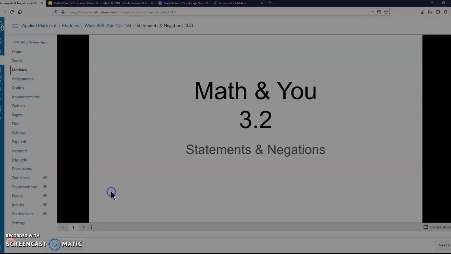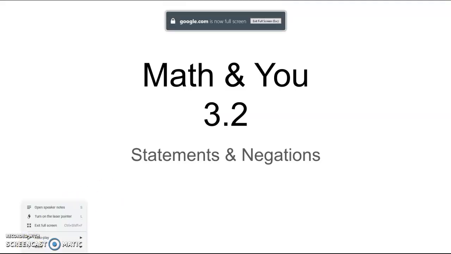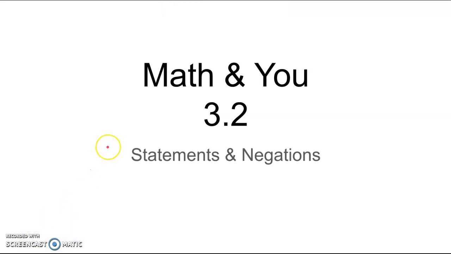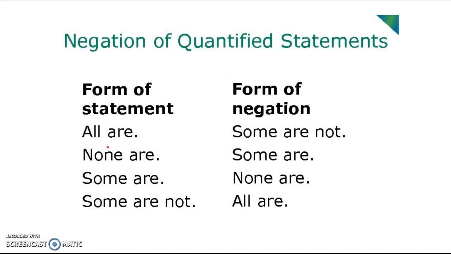So full screen, and then I'm also going to turn on the laser pointer. All right, so there's your title here. The first thing here is just a picture I found on the internet, so it's not in the book, but on the left side you see forms of statements that could be said. Like you could say that all are doing something, or none are, some are not.